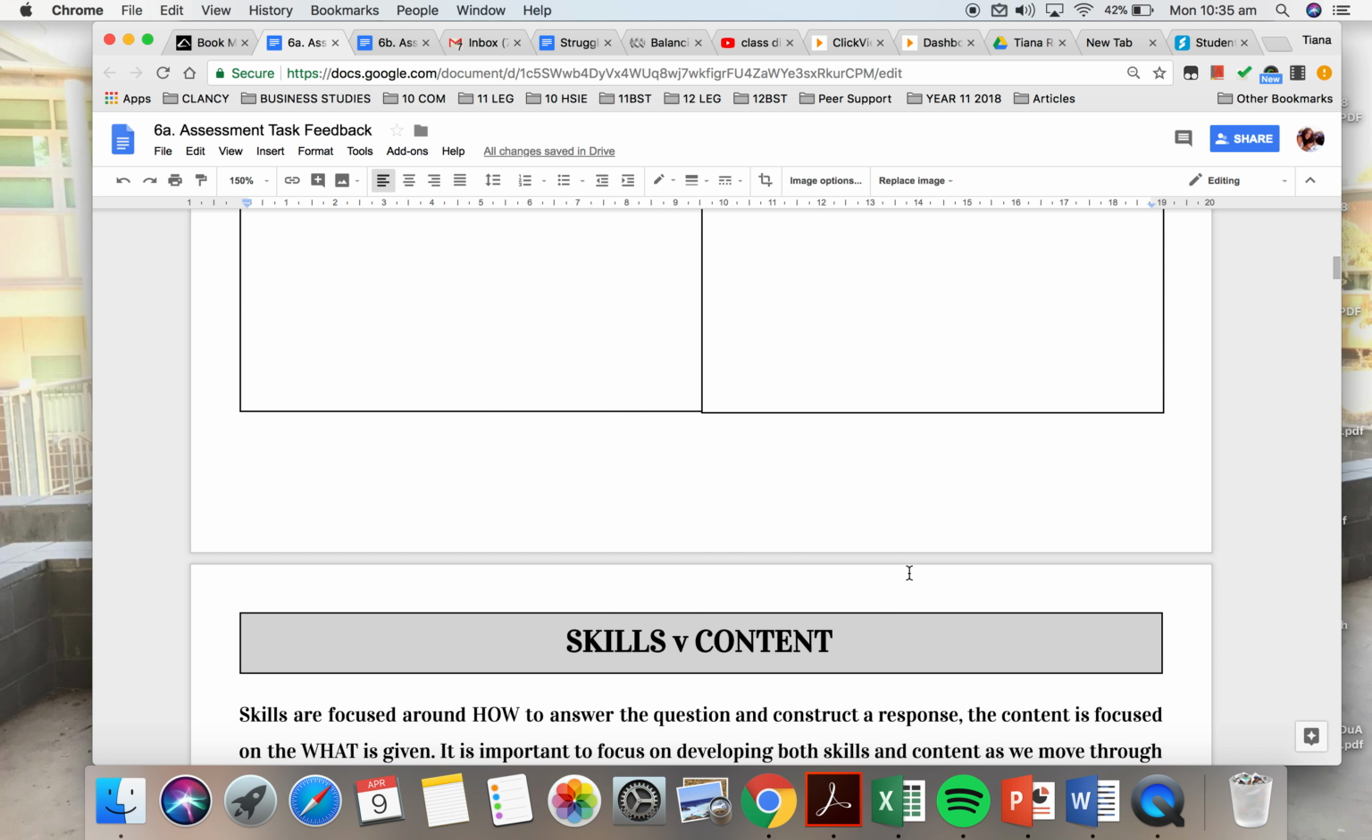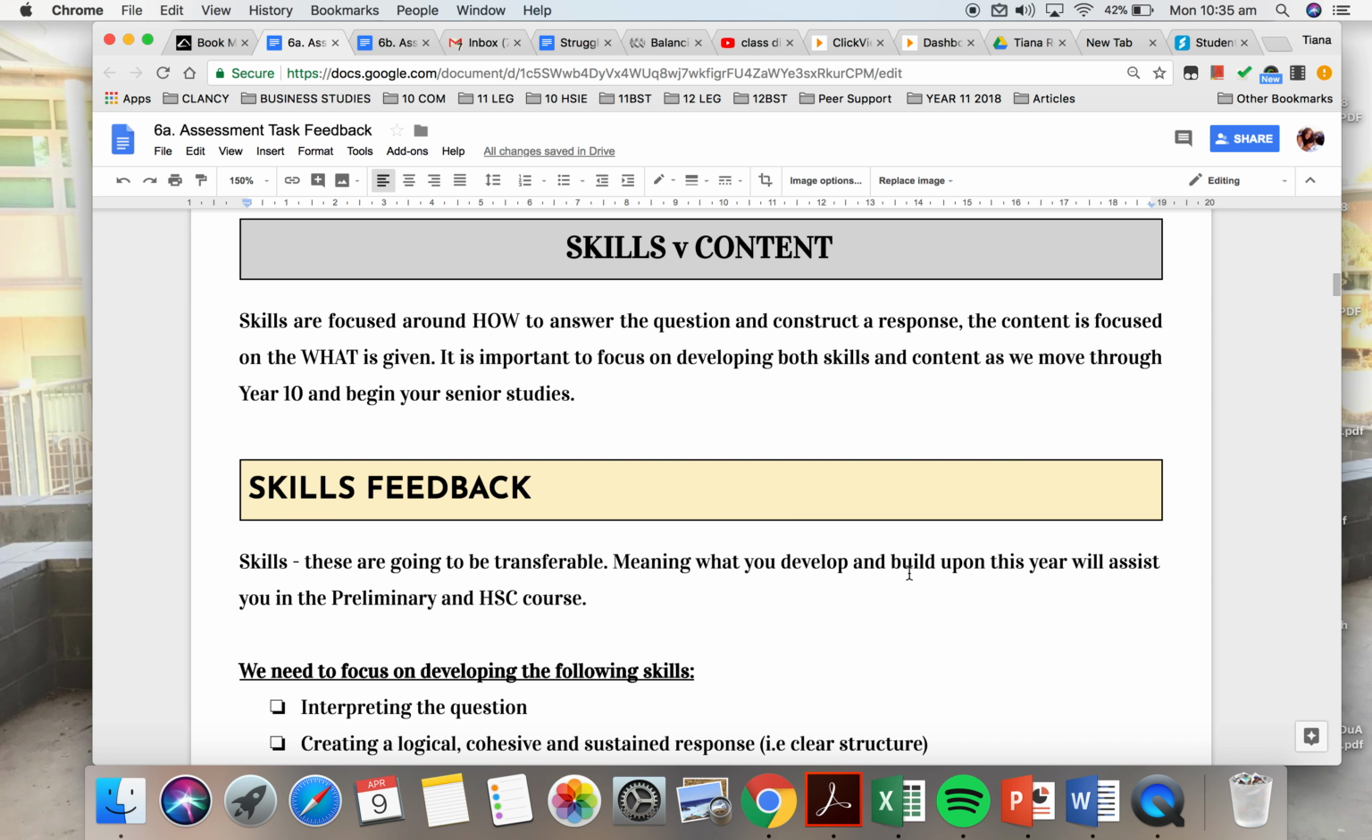Okay, now that you've read your response, we're now going to look at skills versus content. So skills are focused around how to answer the question and construct a response. The content is focused on what is given. Now, what I found marking these responses, content was really good, but you didn't know how to construct the response, how to put it in words that sound sophisticated and have an element of academic language and subject-specific terminology. When you don't have the skills component, the content cannot be relayed as effectively.